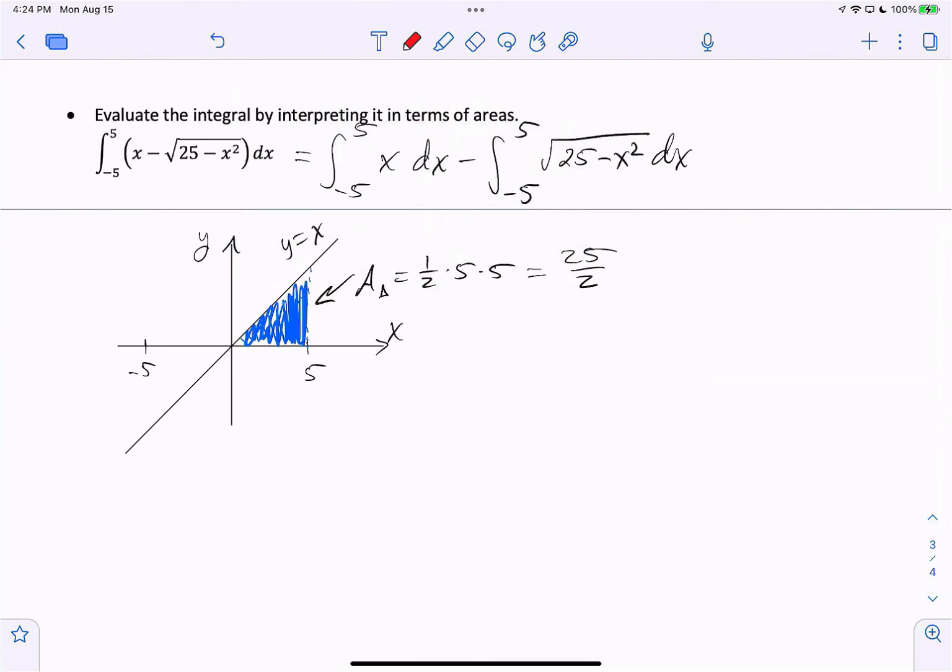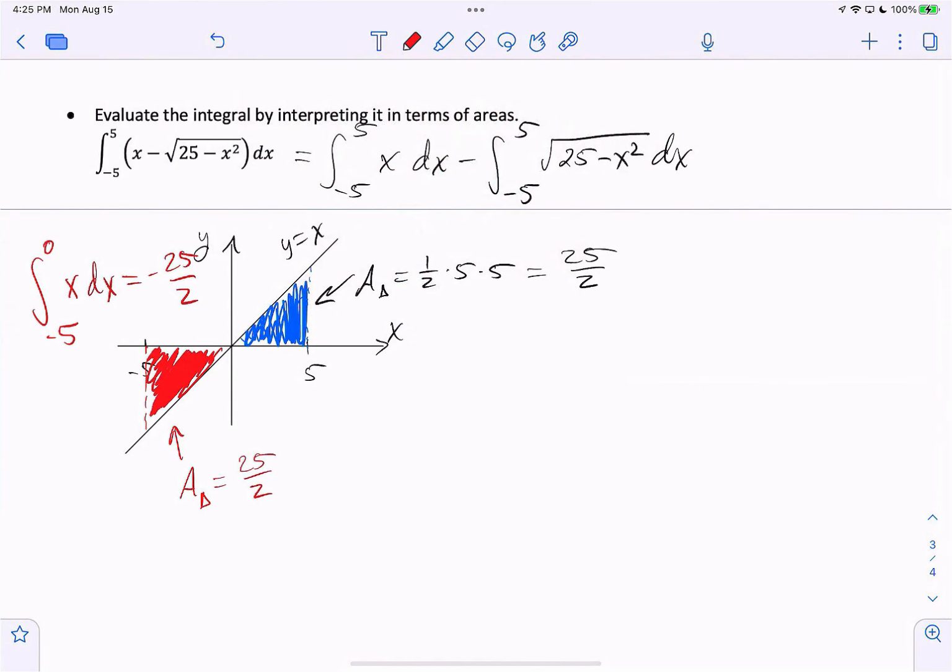What may make less sense is that over to the left of 0, I have a triangle that's the same size, but the function values are negative. The area of the triangle is still 25 over 2, but the integral from -5 to 0 of x dx is -25 over 2. The reason is, if you think about function values, all the function values are negative.